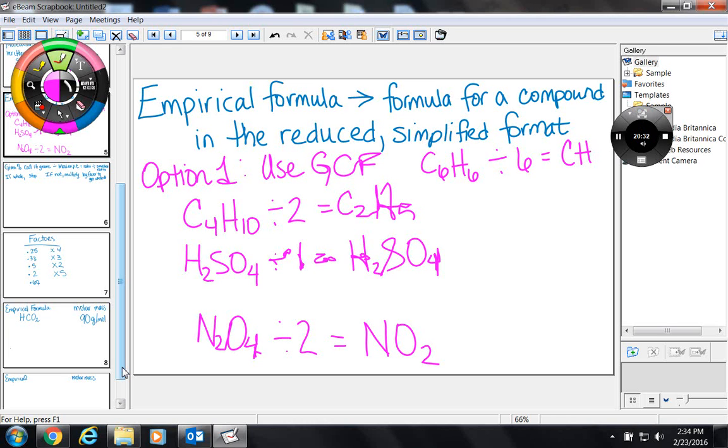So when you divide it, it has to cancel out. Right, you have to get a whole number. You can't get a fraction. Okay, just making sure.